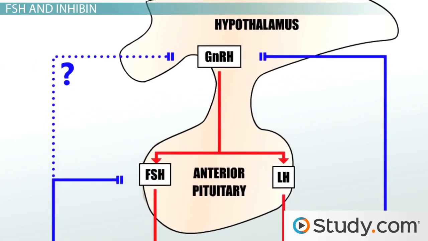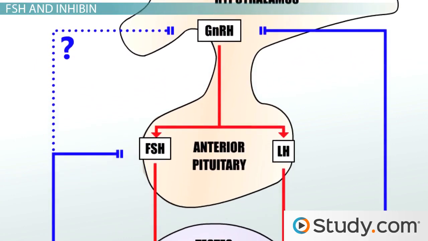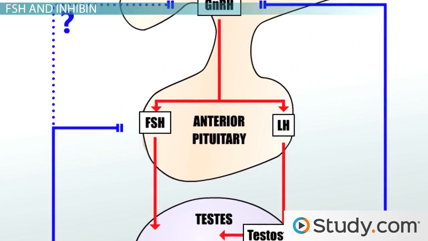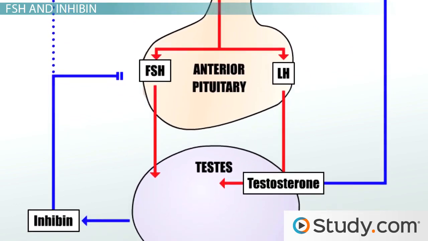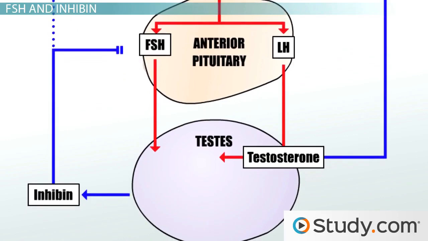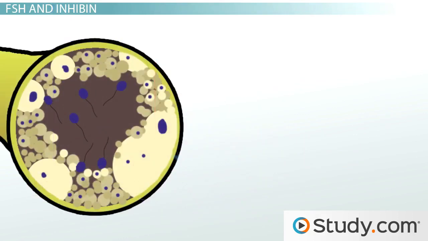So, now that you have an understanding of what negative feedback is and how it works, we're going to talk about another hormone involved in negative feedback of the HPG axis. Let's go back to that other gonadotropin, FSH, for a bit. We already know that FSH and testosterone work together to promote sperm production, but that's not all FSH does.